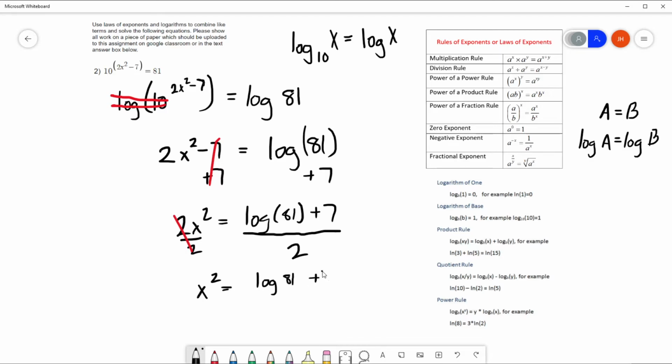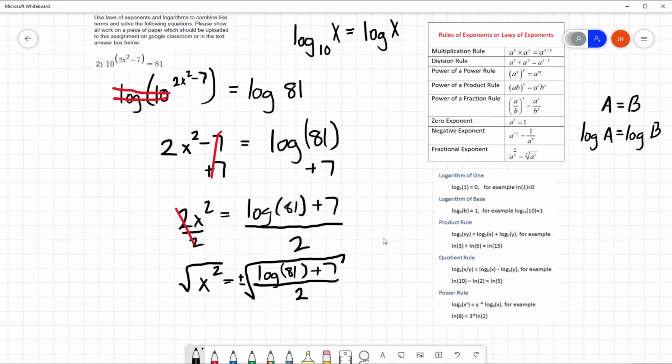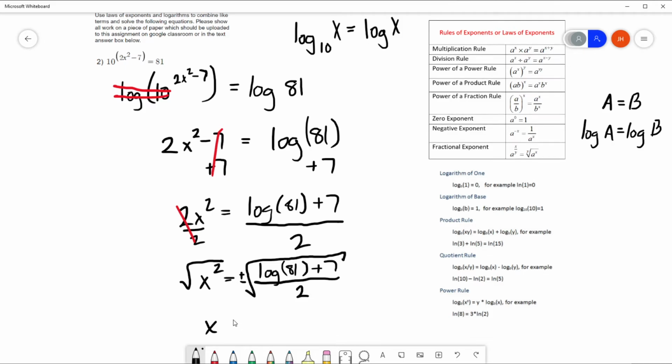Log 81 plus 7. I like to use parentheses, by the way, when I have logs and things other than just my log, because I don't want to get confused. I don't want to think that that plus 7's inside of the logarithm. And so then to get rid of the square, I just square root, right? And keep in mind, guys, whenever you're solving an equation and you square root, you should always put a plus or minus. Not probably, you always should. And so I'm going to be left with x equals plus or minus whatever this is equal to.